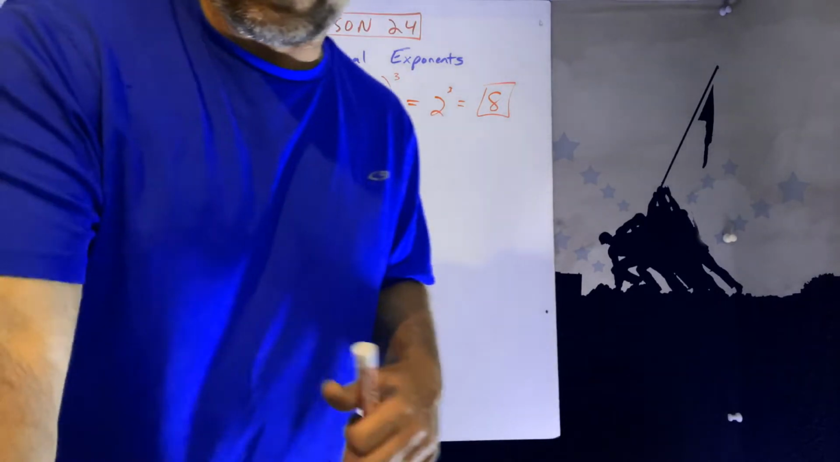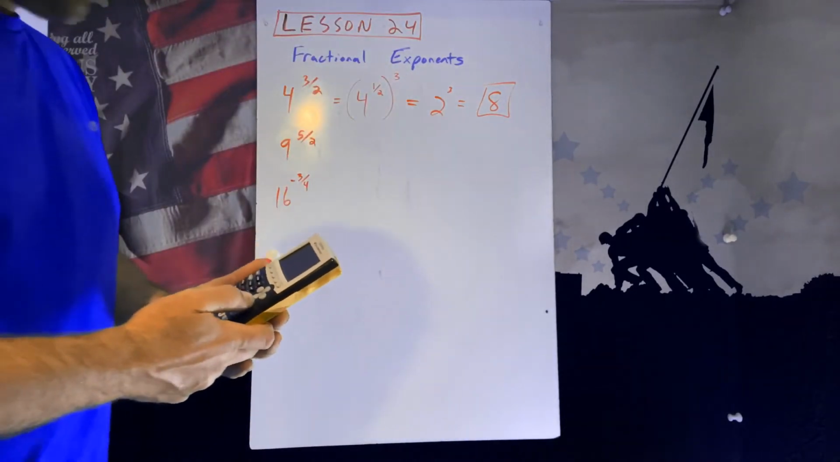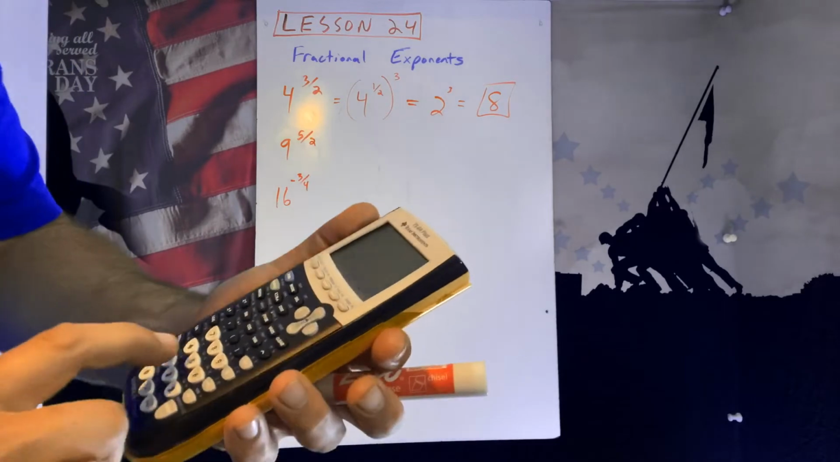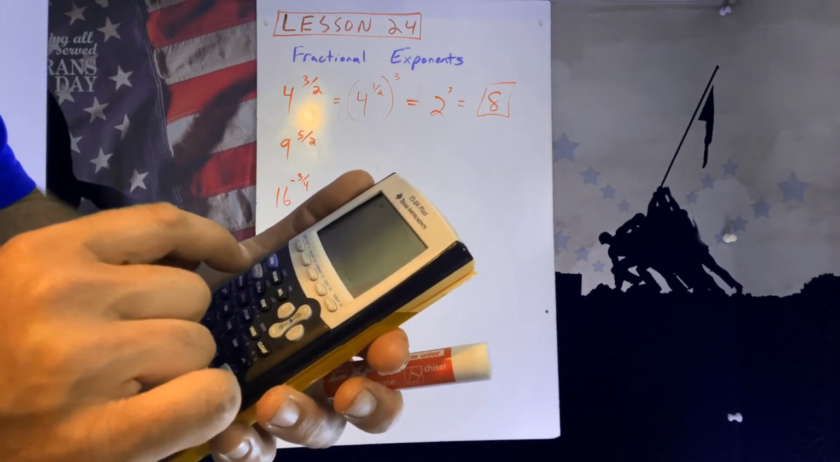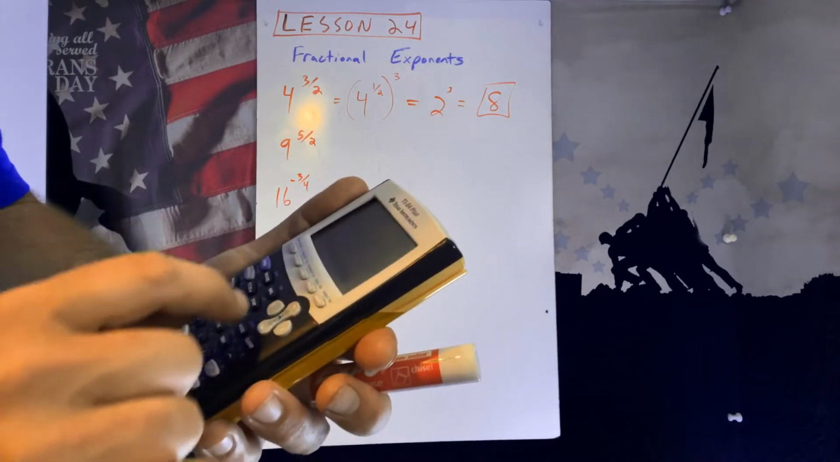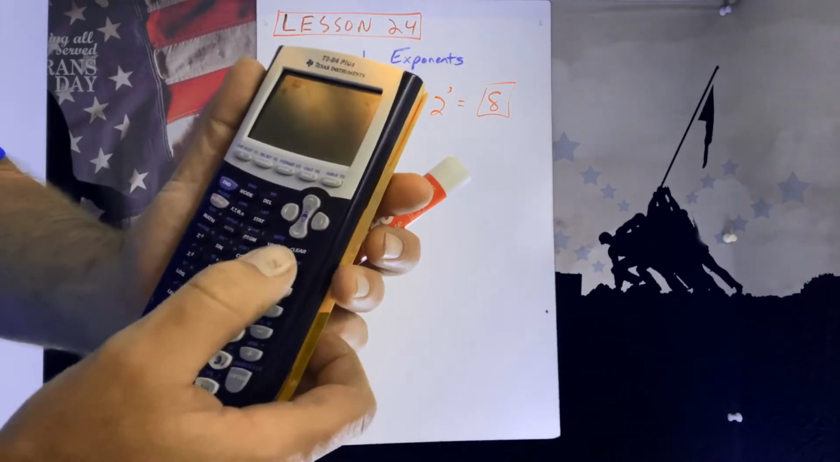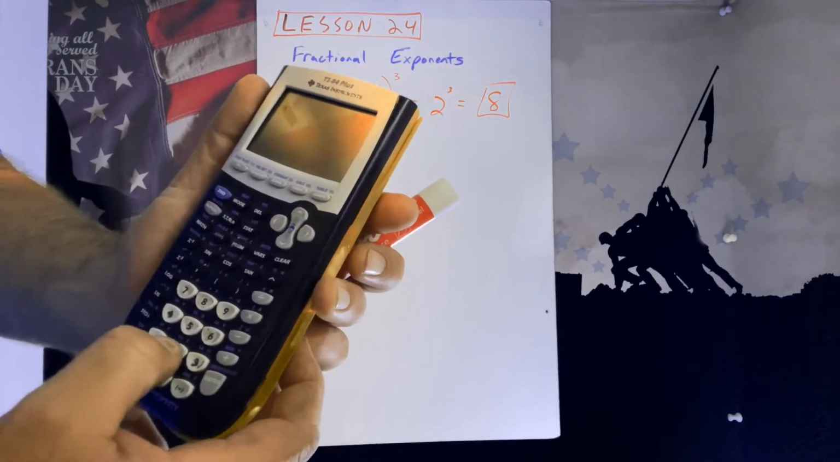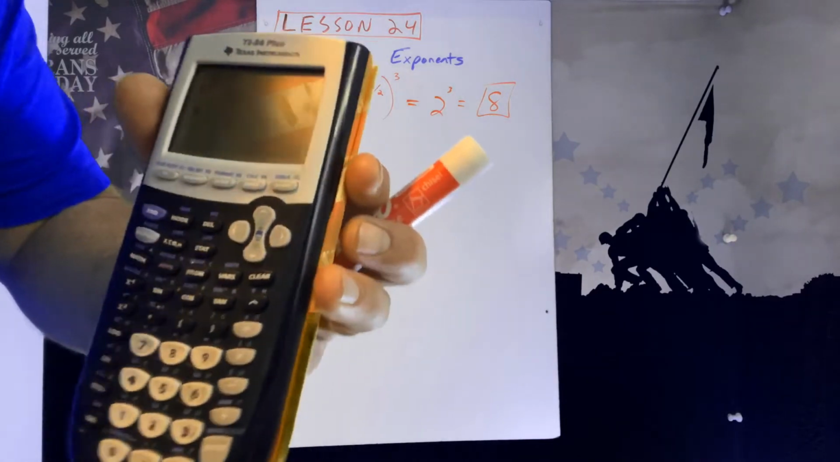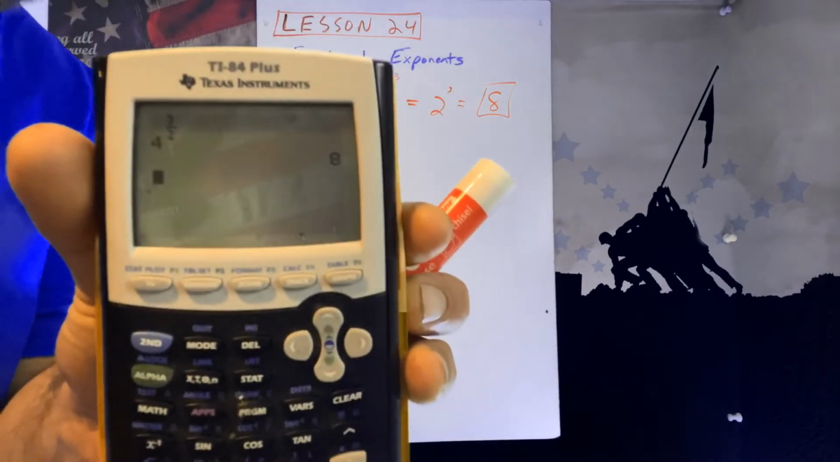Now, you could very easily take your calculator and type in 4 raised to the, here's my fraction button, 3/2, and get an answer of 8. There's nothing wrong with that.